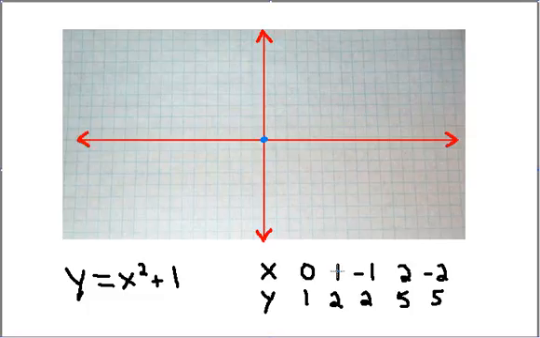Next, our value is x is 1, y is 2. So I come over 1 on my x and up 2 on my y. My third point is minus 1 and then a positive 2. So I come here to my origin, I come over minus 1 and then up to a positive 2.